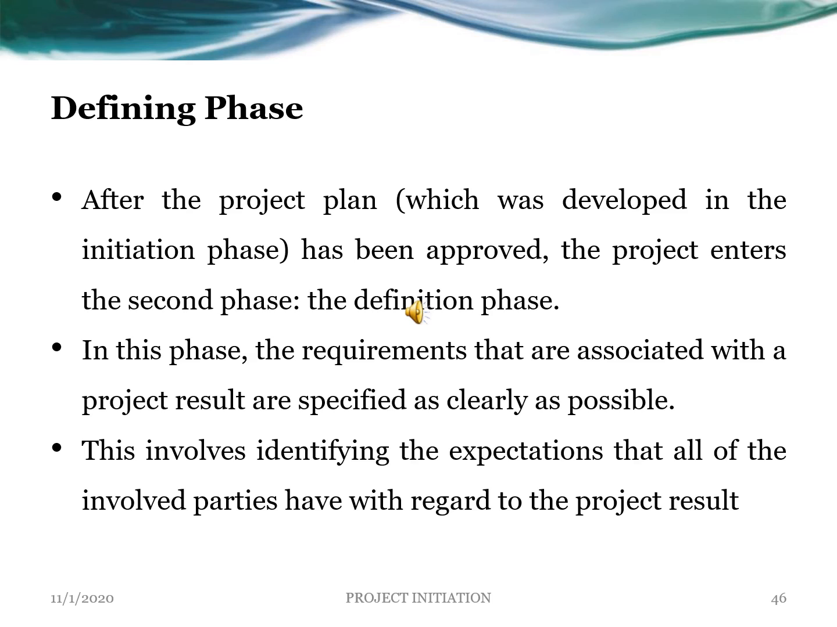The defining phase includes specific and typical stages. After the project plan, which was developed in the initiation phase, has been approved, the project enters the second phase, what we call the definition phase. In this phase, the requirements that are associated with a project result are specified as clearly as possible. It involves identifying the expectations that all of the involved parties have with regard to the project result.